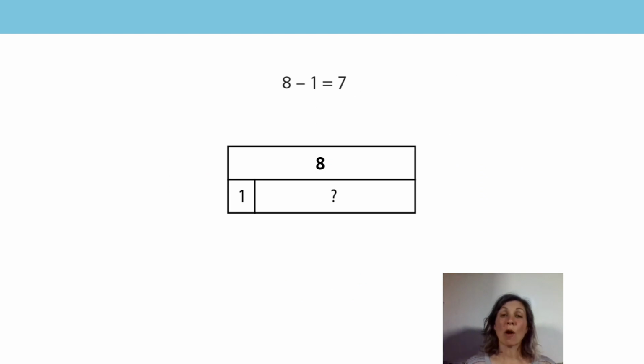We could also represent this equation with a bar model. What would go where the question mark is? Did you say 7? That's right, because 8 minus 1 is equal to 7. And remember, when I subtract 1, I can see that the difference is 1 less than the minuend. 7 is 1 less than 8.